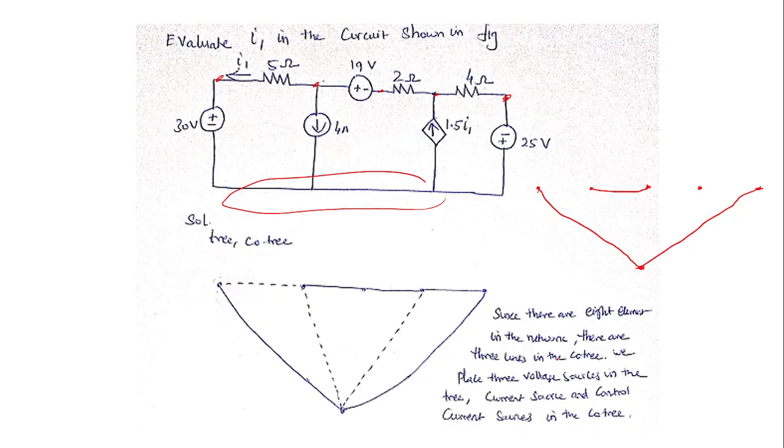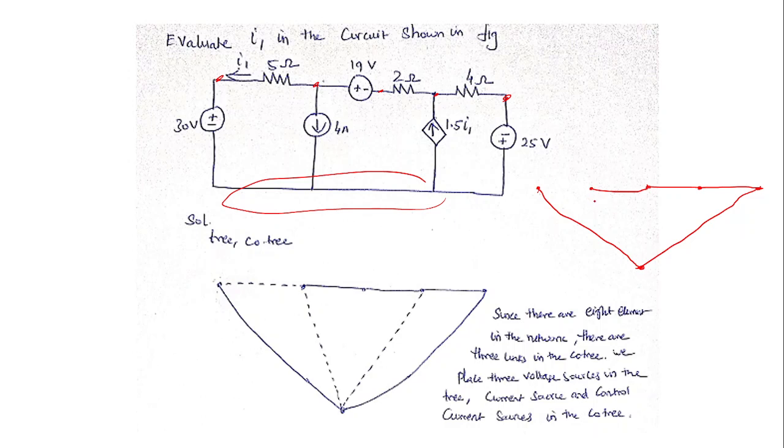While drawing the tree, there should not be any closed path, but all the nodes need to be connected. So this one I am going to consider as a link because I need to find that current. This one I am going to consider as a twig in the tree. So I completed the tree. There is no closed path in it. This is my tree.